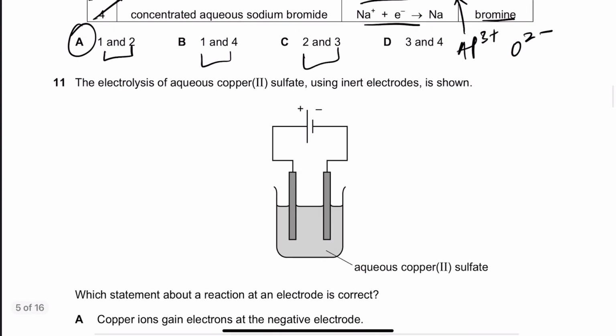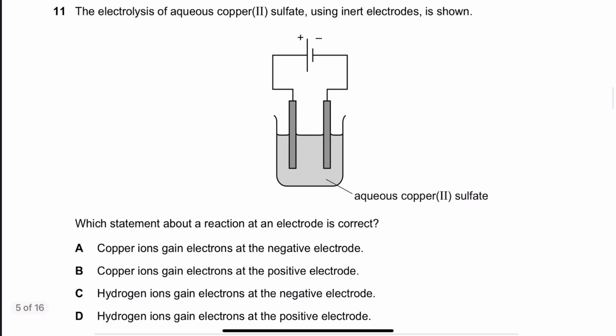Okay. Now it's saying the electrolysis of copper sulfate using inert electrodes is shown. Which statement about a reaction at the electrode is correct? So the positive terminal is your anode, the negative terminal is your cathode, and you have Cu²⁺ and SO₄²⁻. But since it's aqueous, you also have H⁺ ions and OH⁻ ions as well. And it's asking which is correct.